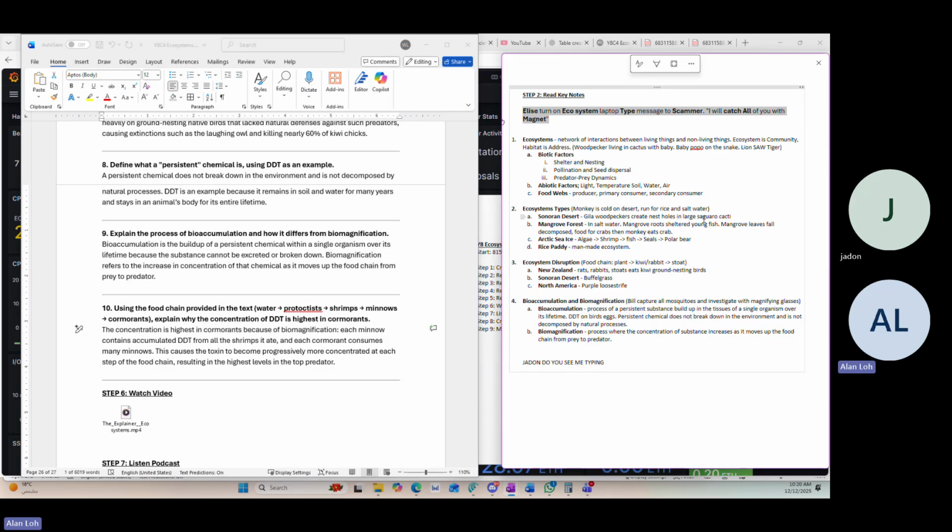What is drawer number 1? What's the name of drawer number 1? Drawer number 1 is ecosystem. Yes. Continue. Number 2, number 3, number 4. Number 2 is ecosystem types. Number 3 is ecosystem disruption. Number 4 is bioaccumulation and biomagnification. Okay. Good. Let me test you one more time. Explain to me what is bioaccumulation and biomagnification.